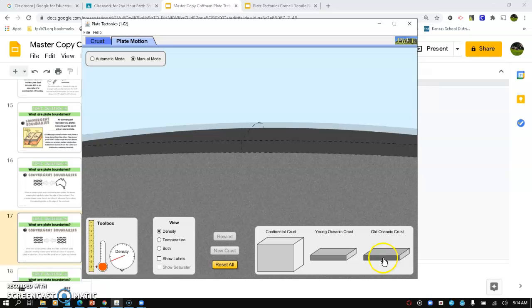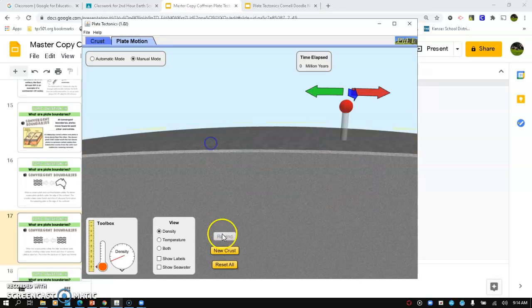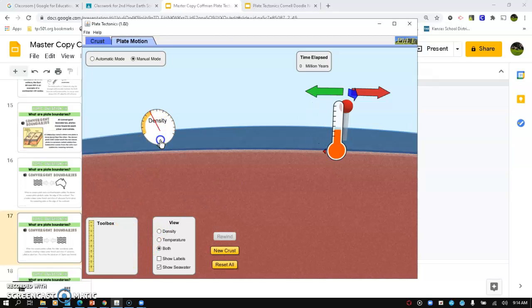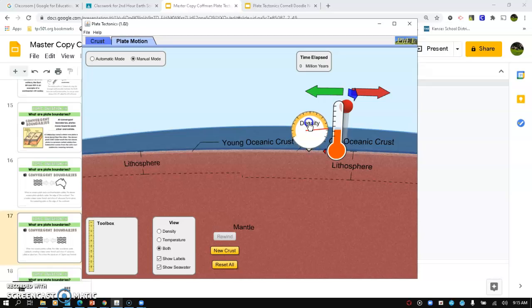Now, if I had an old oceanic crust and a young oceanic crust, who's gonna win? The temperatures are about the same. The densities, oh, I have to show labels. So this is the young densities here. The density of the old oceanic crust, that's the water, is a little bit higher. So I'm going to pull and I'm going to say the old oceanic crust is going to win.